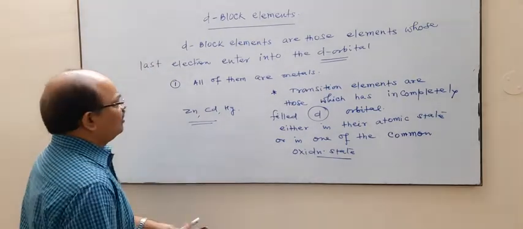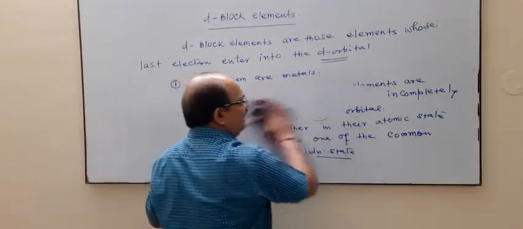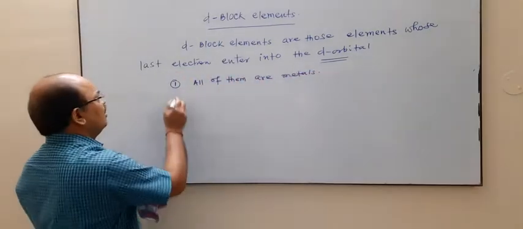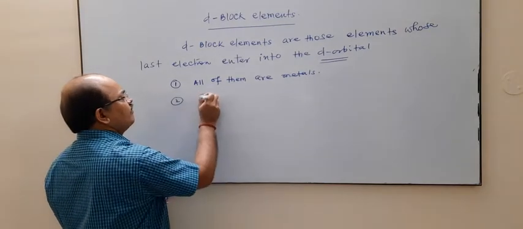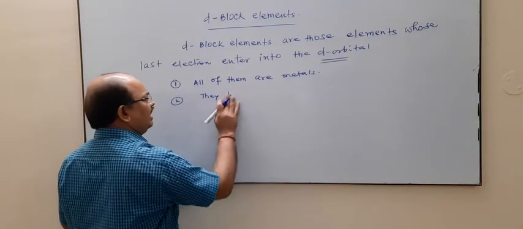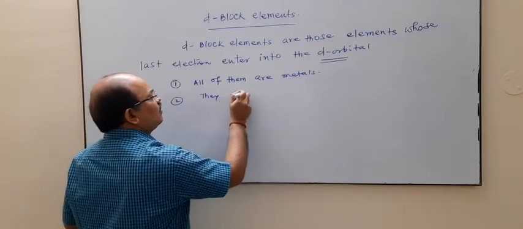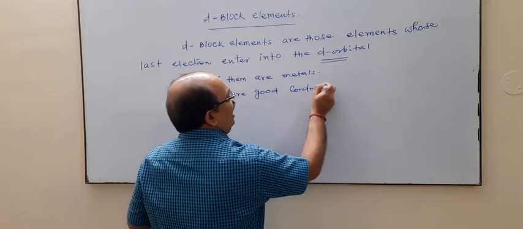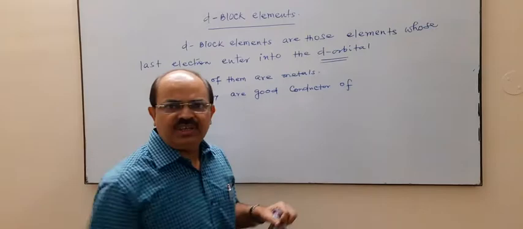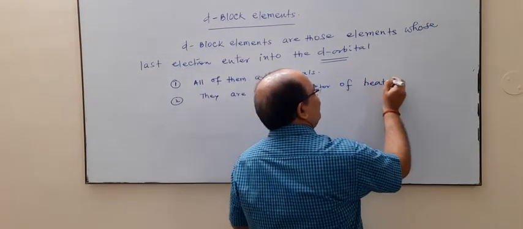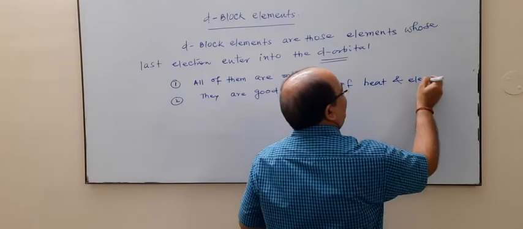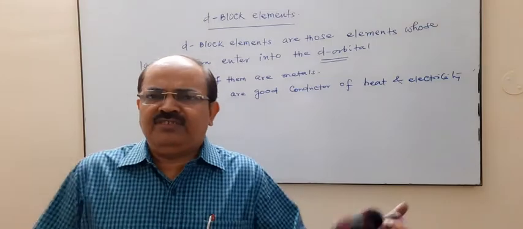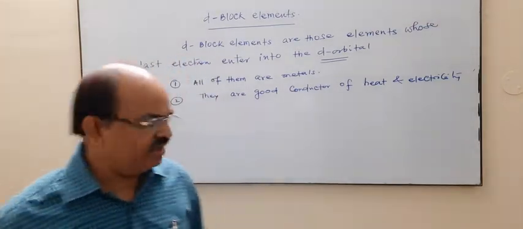Now since they are metals, naturally they have the properties of metals. Means second point, they are good conductors of heat and electricity. जानते ही हैं कि मेटल जो होते हैं वो कंडक्टर होते हैं.